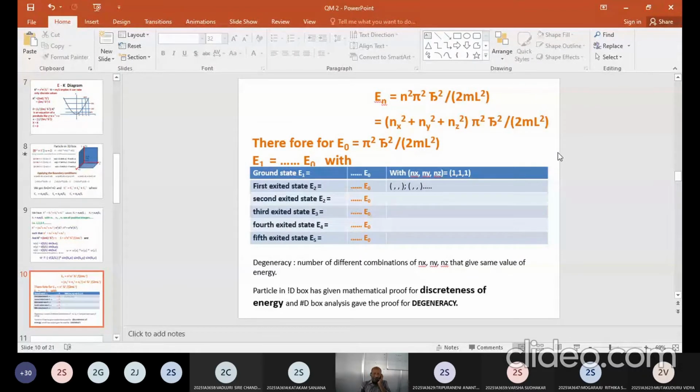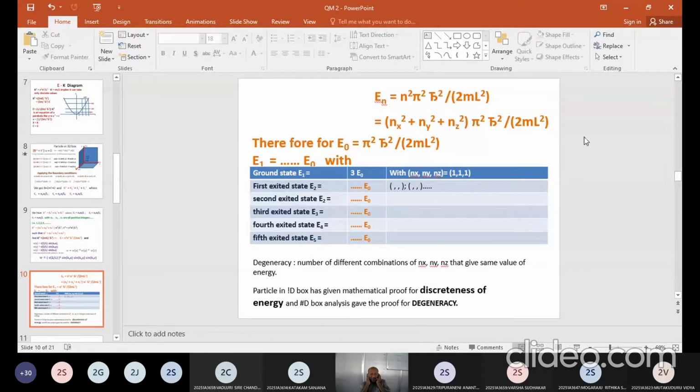Did everybody understand? So here the value is 3 times E naught. In the blank case, you have to write it as 3 times E naught, and Nx is equal to 1, Ny is equal to 1, and Nz is also equivalent to 1. Am I clear? Is that clear? Yes, sir.